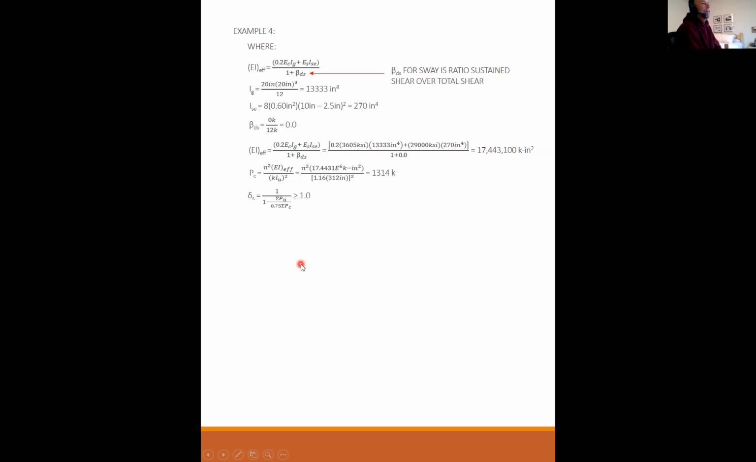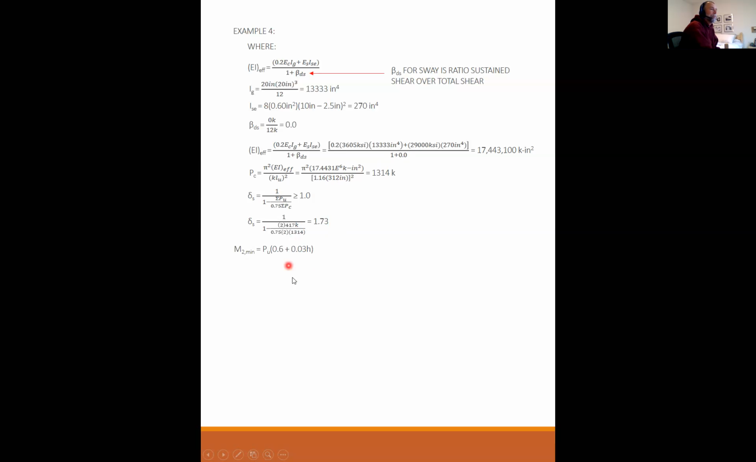Okay, so delta S is defined as 1 over 1 minus the sum of PU over 0.75 times the sum of PC. So I have 2 times 417 kips as the axial load, and I have 2 times 1314 as my Euler critical buckling load, because there are 2 columns in this frame. And so I get a delta S of 1.73.